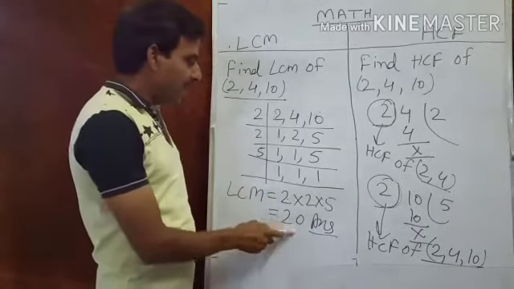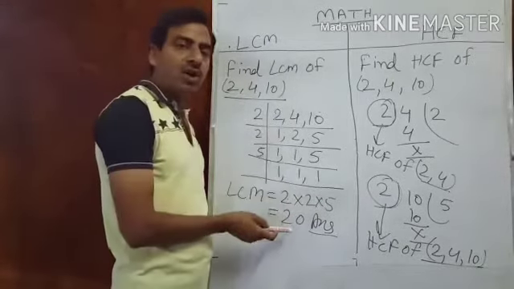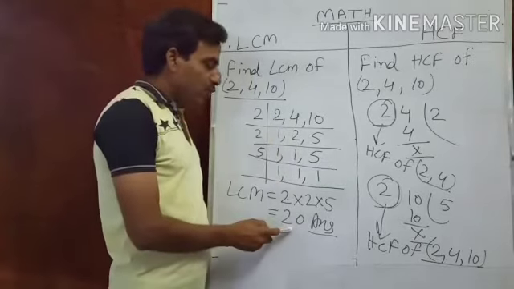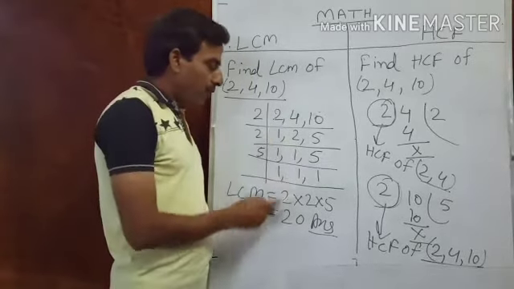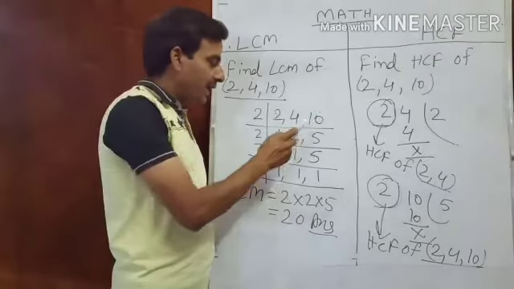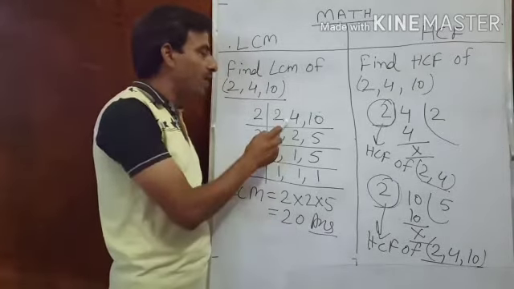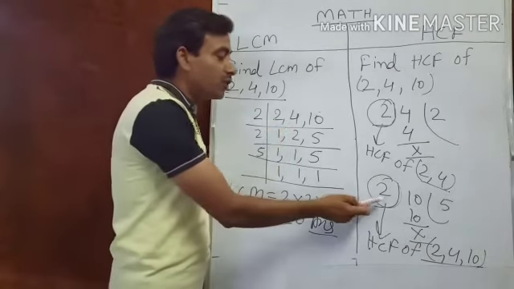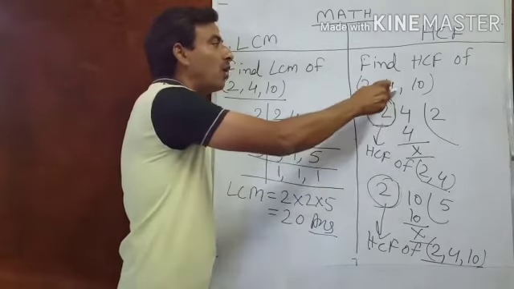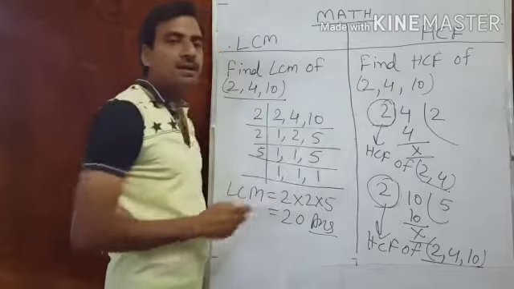And in this, will the LCM be divided by the given numbers or not? Check. 2 10s are 20, 4 5s are 20, and 10 2s are 20. It means this LCM is divisible by all given numbers completely, and this SCF divides all numbers completely.